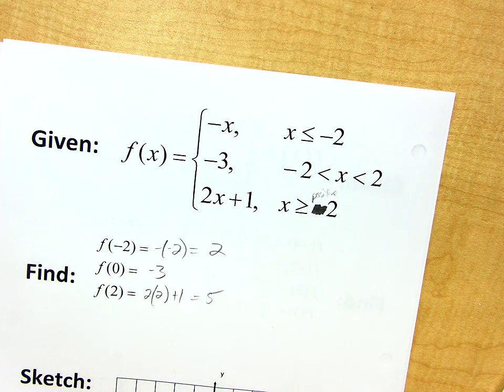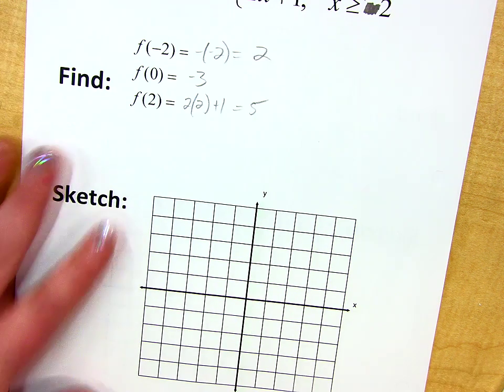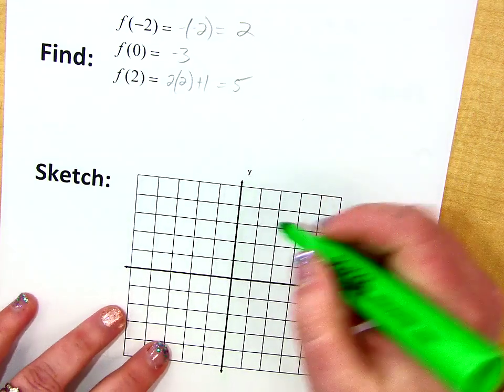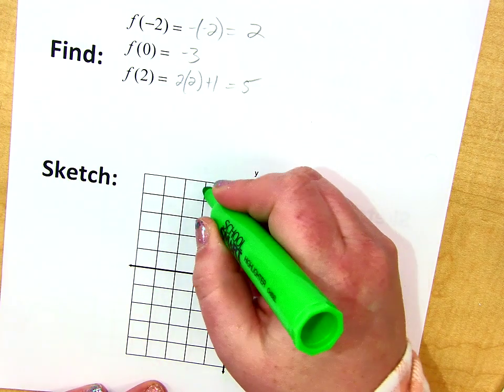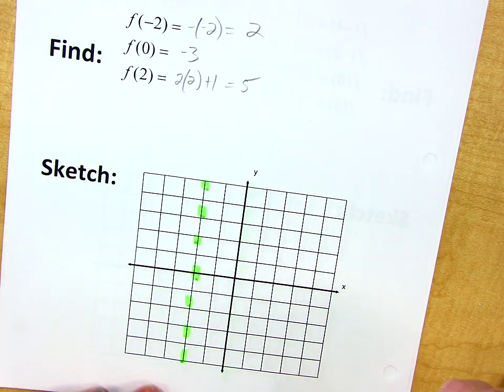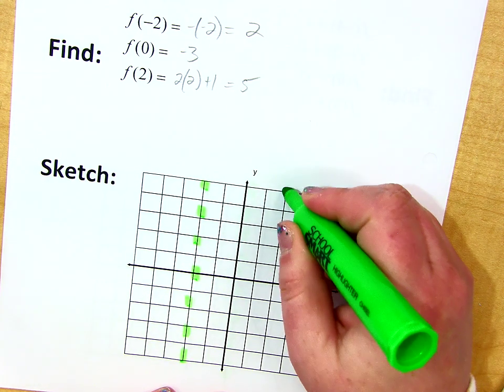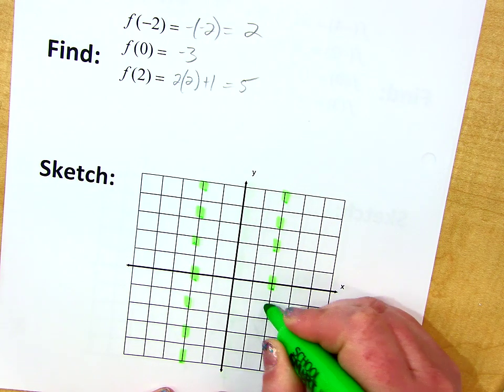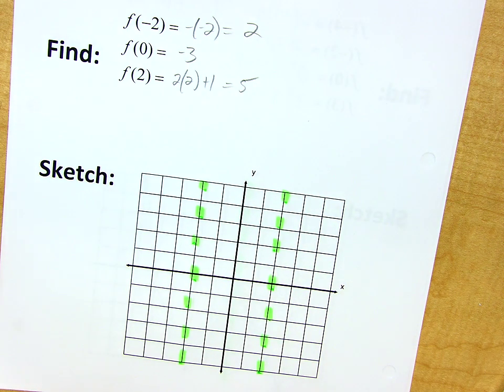Okay, where does my graph change? At what x values? Yes, -2 and +2. That's where the changes are happening. So I'm going to go ahead and just draw myself. Again, this is not part of the graph. You don't need to do this. I just find it helpful to visualize at -2 and at +2. That's where I'm going to have my changes.